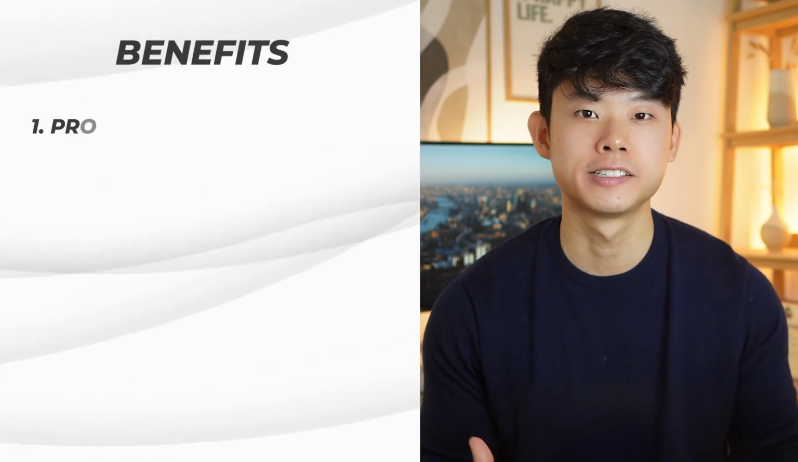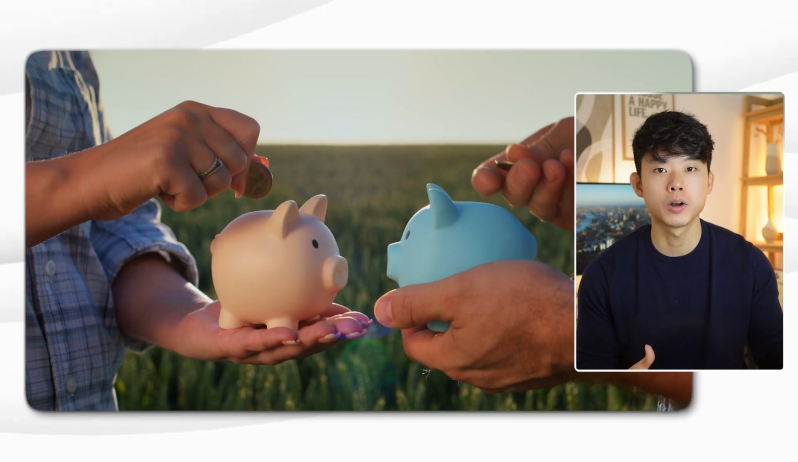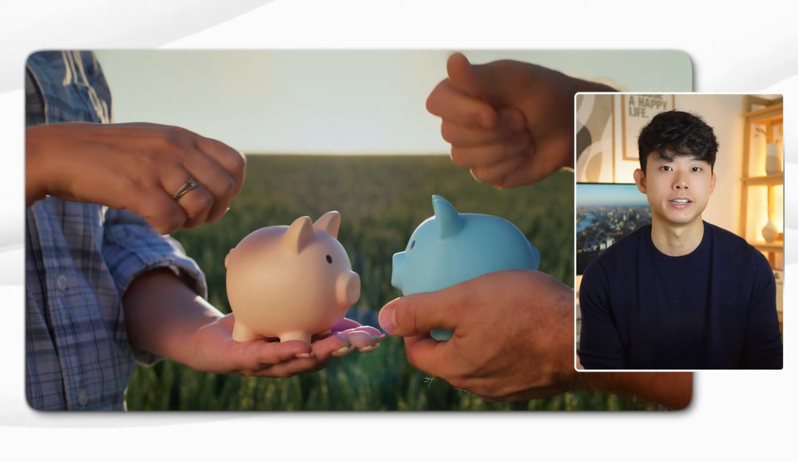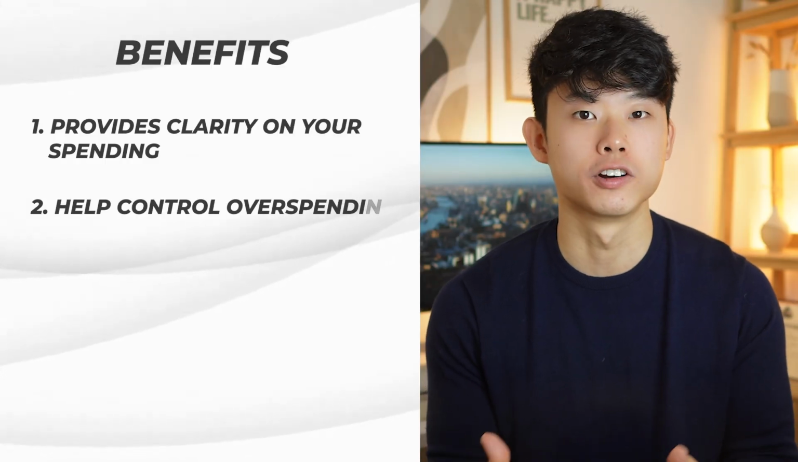Now, looking at the benefits of this method, the first is that it provides clarity on your spending. Not only does this method show you exactly where your money is going each month, it also lets you know if you go over or under budget in each of your budget categories. As a result, you get a clear understanding of what you're spending on, which can help you make changes in the future if needed. Second, this method can help control overspending.